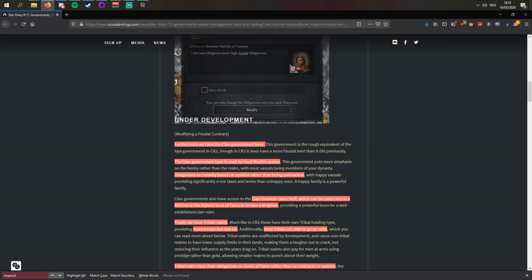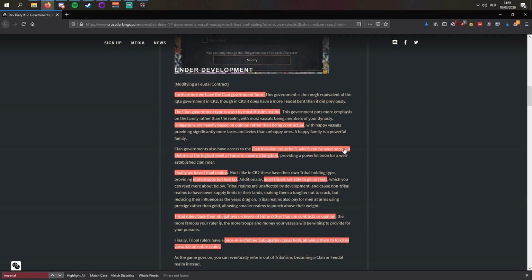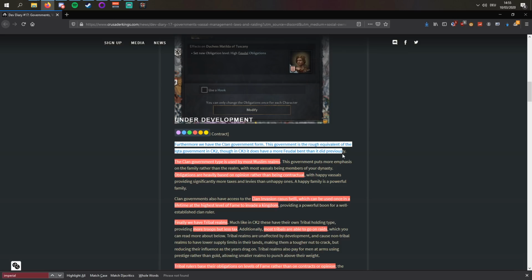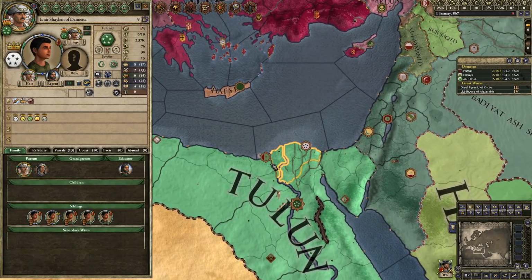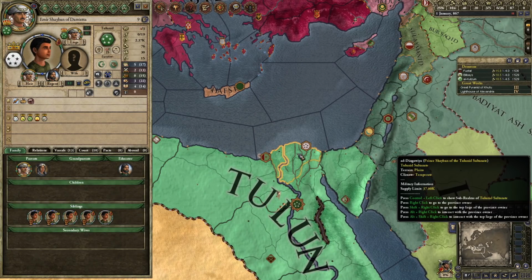With happy vassals providing significantly more taxes and levies than unhappy ones, this government puts more emphasis on the family rather than the realm, with most vassals being members of your dynasty. I don't know, because they don't say it, but I hope that they encourage and force in some way that you actually have to give out land to your family. Maybe, you know, if you have to give out land that isn't your family, it will give you less levies, something like this. It's not mentioned.